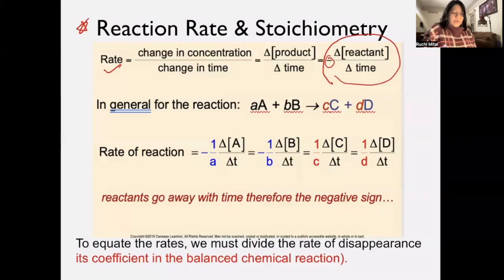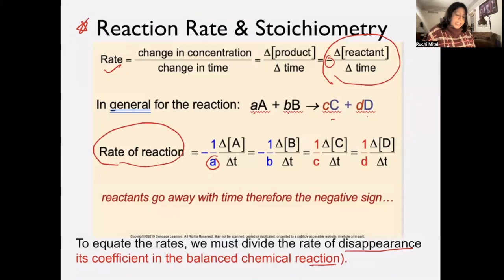In general, this is how a reaction looks. These values A, B, C, D are the coefficients that you get after you balance an equation. Now, for the rate of reaction, whenever it is a reactant, it is negative 1 over its coefficient, based on the change of the concentration of A over time. Because C and D are your products, there is no negative sign. So to equate the rates, we must divide the rate of disappearance by its coefficient in the balanced equation. This will help us figure out the rate of reaction. Reactants go away with time, therefore we have a negative sign.